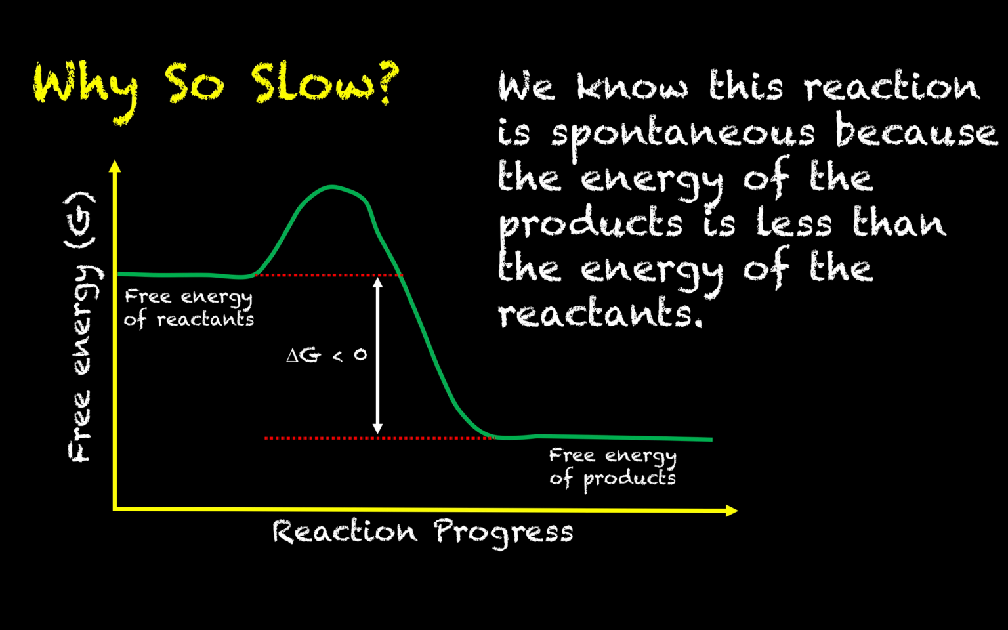We know that this reaction is spontaneous because when we compare the energy of the reactants over here on the left side of the diagram to the energy of the products on the right side of the diagram, we see that the energy of the products is less than the energy of the reactants. So this gives us a delta G, or a change in free energy, that is less than zero. That is enough to tell us that this reaction is spontaneous.